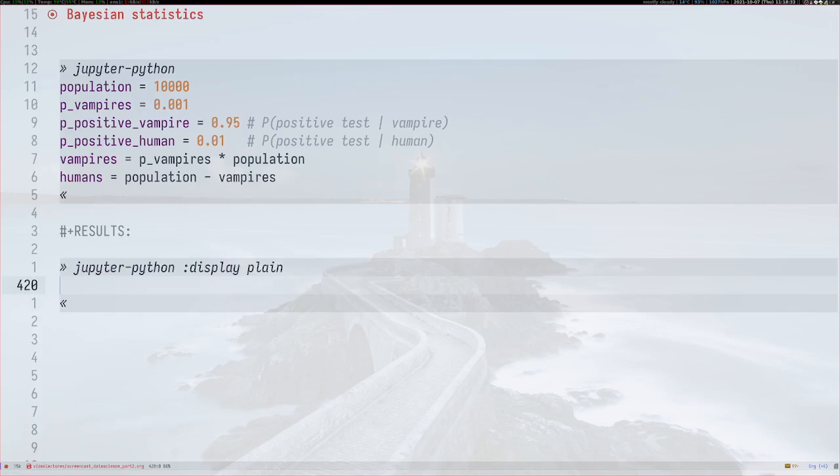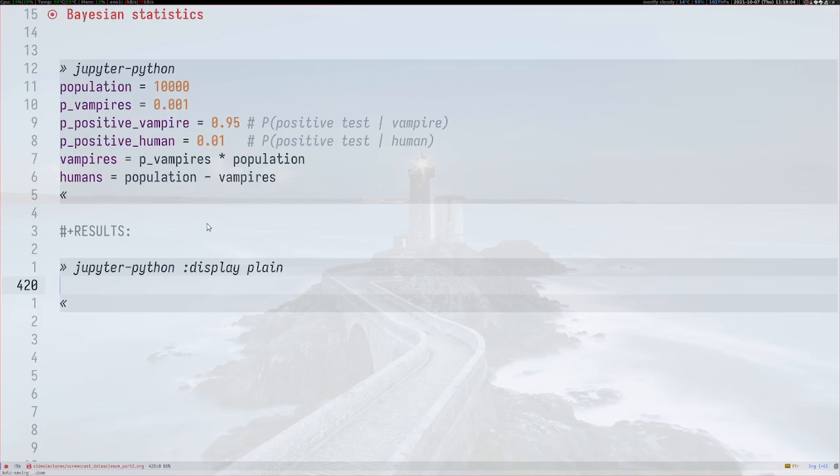So now the next step is, I have somebody in front of me. I've done the test, and the test came out positive. And the question is now, should I panic? The test says this person is a vampire. Given the accuracy of the test, you may think that it's highly likely that the person in front of you is a vampire. To calculate what this probability is, we're going to use Bayes' rule.